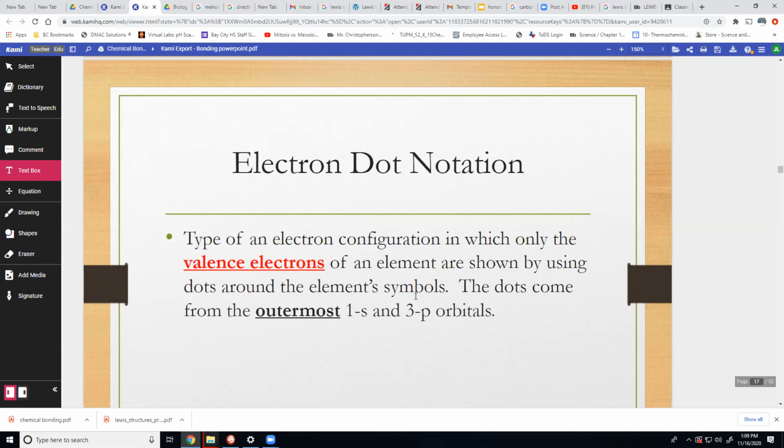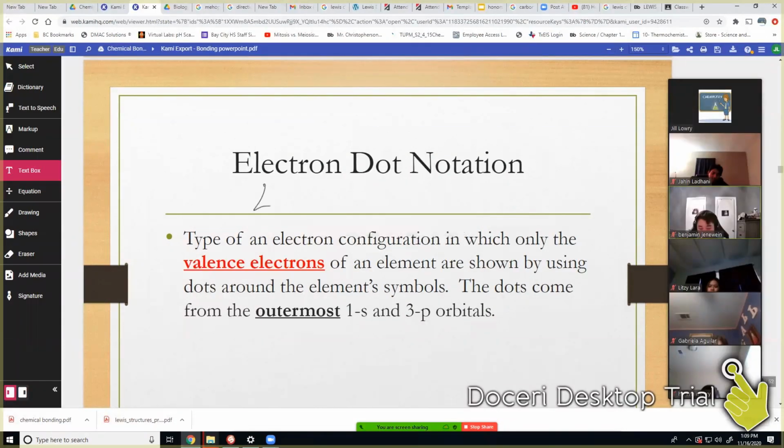So we're going to be using electron dot notation. It's also called Lewis dot notation to represent the valence electrons that an atom has.